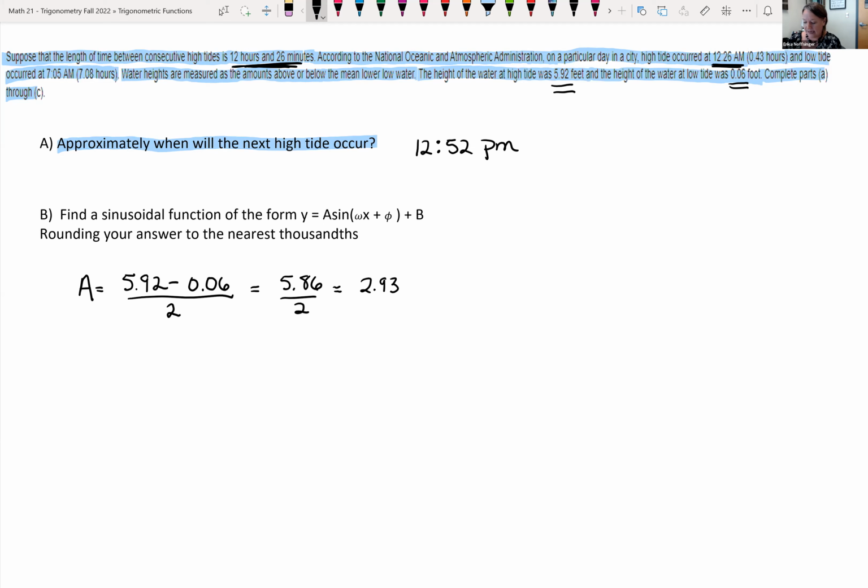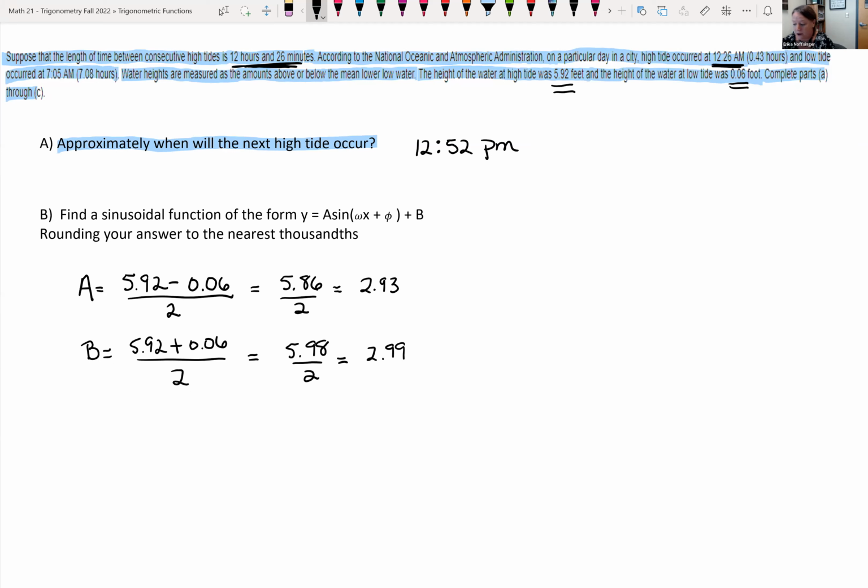Okay, so we know what A is. We can find the vertical shift, which is our B value, by taking the maximum height of the tide, which is 5.92, plus our minimum, 0.06, all divided by 2. So this gives us 5.98 divided by 2, which is equal to 2.99.